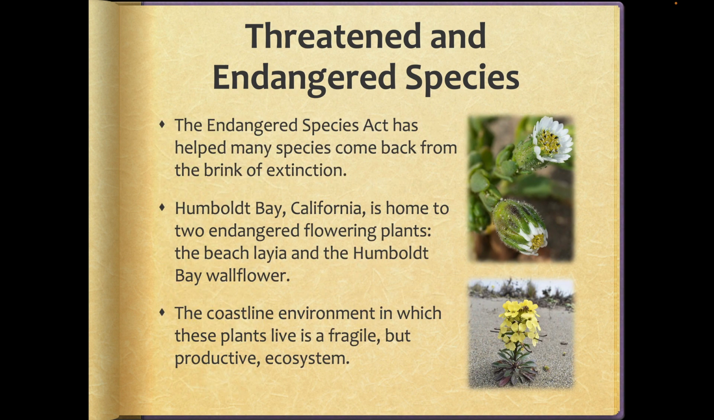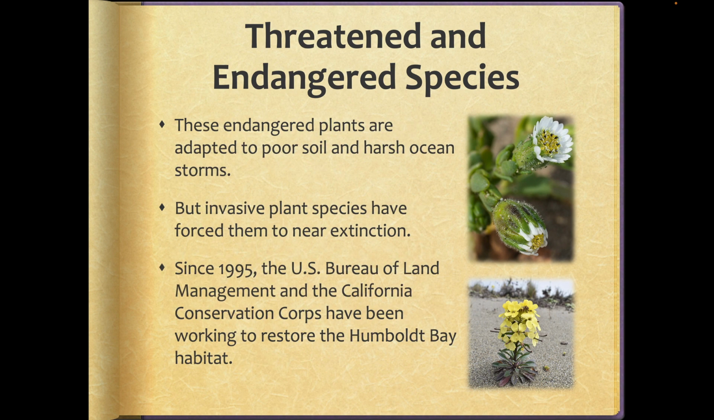The Endangered Species Act has actually helped many species come back from the brink of extinction. Humboldt Bay, California, is home to two endangered flowering plants, the beach layia and the Humboldt Bay wallflower. The coastline environment in which these plants live is pretty fragile, but a productive ecosystem. These endangered plants are adapted to the poor soil and the harsh ocean storms. However, invasive plant species have forced them to near extinction.